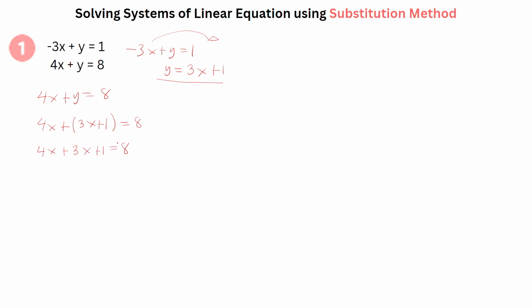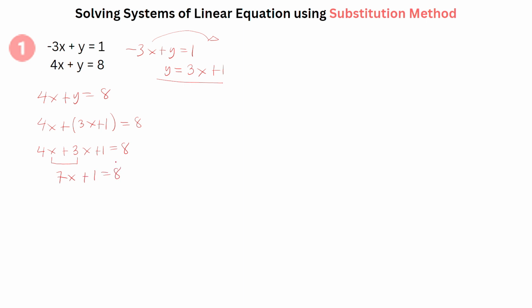Now, what do we do next? We will just do the typical solving of linear equation. We need to solve for x. How do we solve for x again? Make it solo, make it positive. Since both of these 4x and 3x are already on the left side, let's just combine them. So 4x plus 3x, that's going to be 7x plus 1 equals 8.